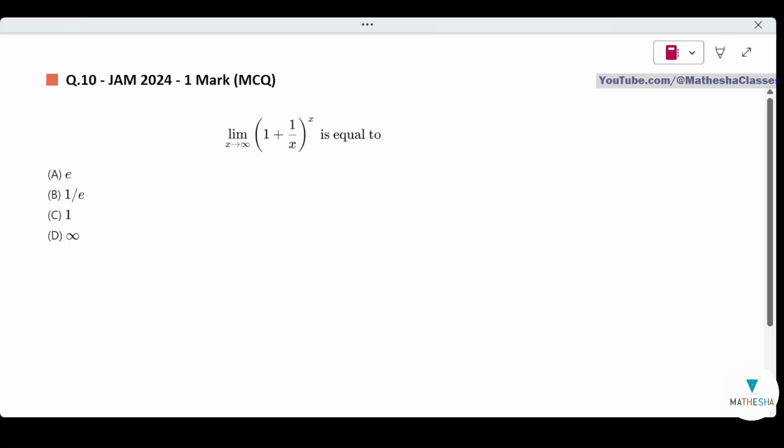Okay, so let us start solving the PYQs. The first question is from 2024 and it says: limit x tends to infinity (1 plus 1 upon x) whole to the power x is equal to which of the following. Now we know this is a very standard limit and its value will be e. So for this, our correct option is A. Let us move to the next one.